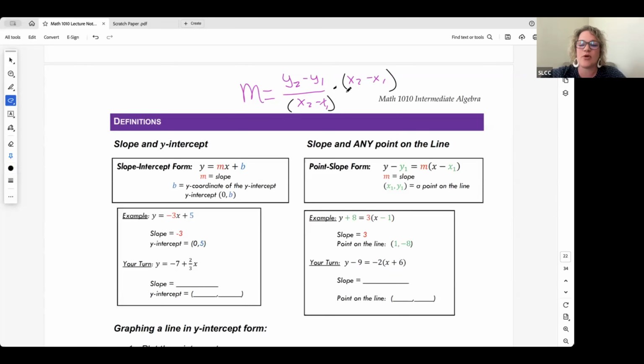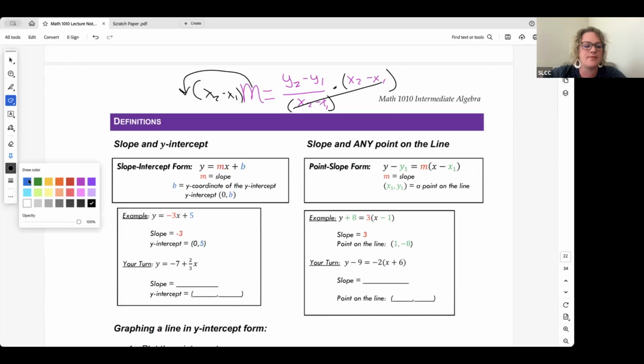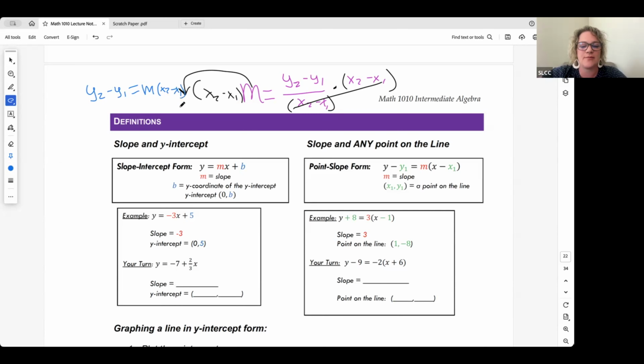When I multiply both sides, that looks a little weird to have the m to the right, so let's just move that in front. This divides to 1, and what do you get? Da-da-da-da-da! The point slope form of a line. So now I have y2 minus y1 equals m times x2 minus x1.